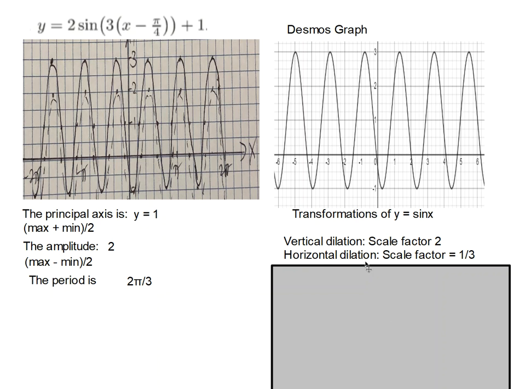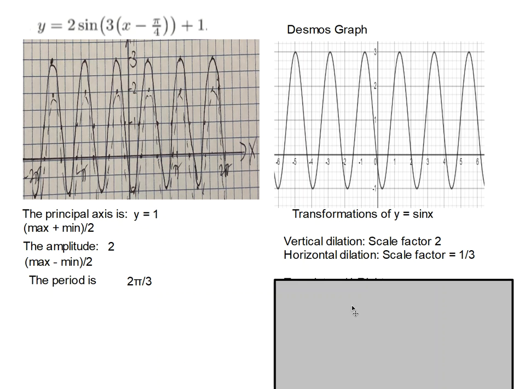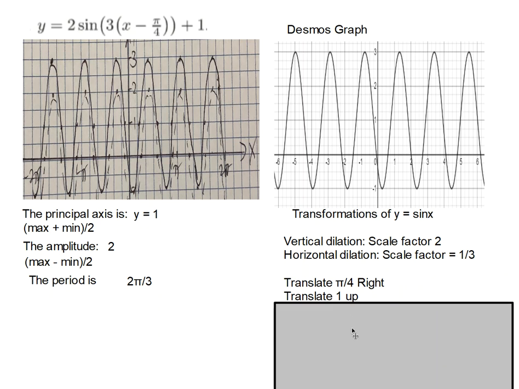The horizontal dilation, a scale factor 1 on 3, which comes from here. And then a translation of pi on 4 right, the number from here, and 1 up, the number from there. There we have it.